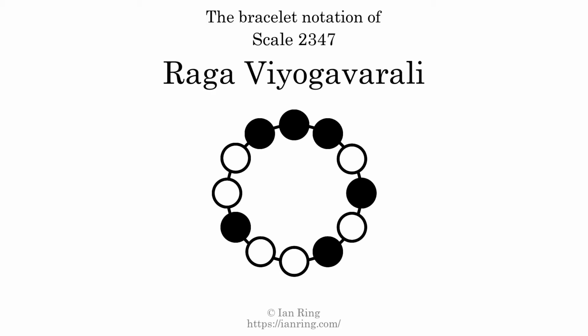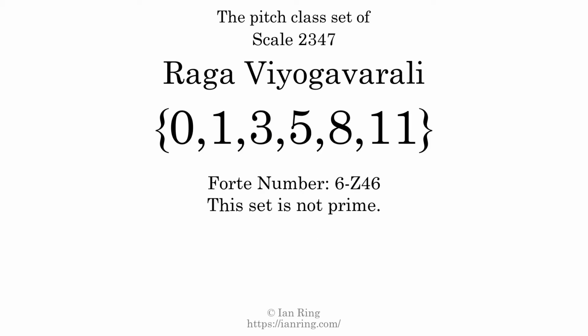This is a bracelet notation diagram of scale 2347. The shaded circles represent tones that appear in the scale, and they are read clockwise, starting at the top. The pitch class set for this scale is 0, 1, 3, 5, 8, 11. The fault class is 6Z46. This set is not prime.